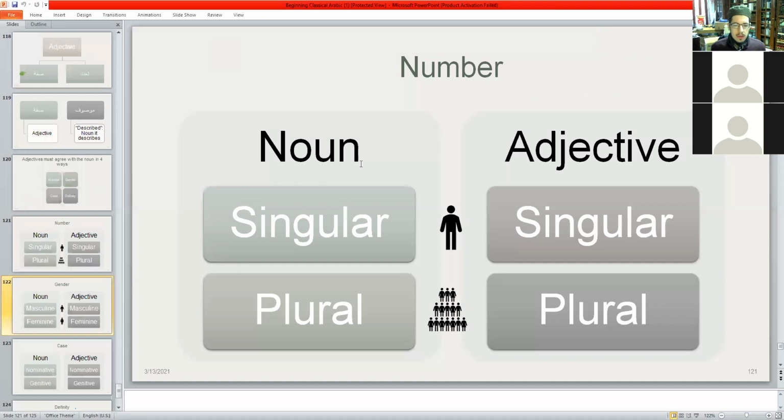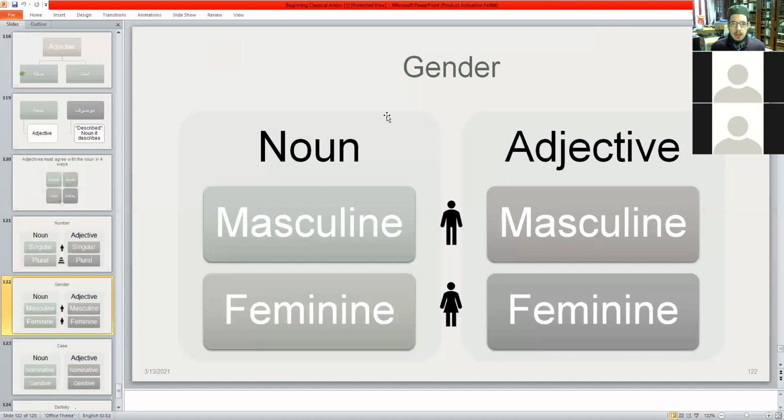Moving on to gender. The adjective has to match the noun in gender. If the noun is masculine, then the adjective has to be masculine as well. If the noun is feminine, then the adjective has to be feminine as well. And we saw this a little bit before.